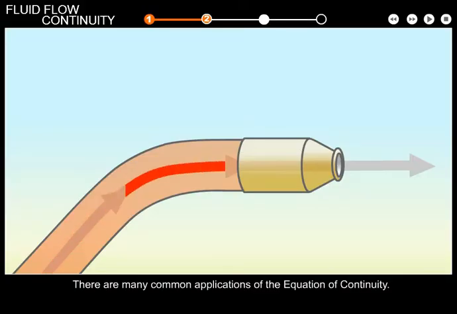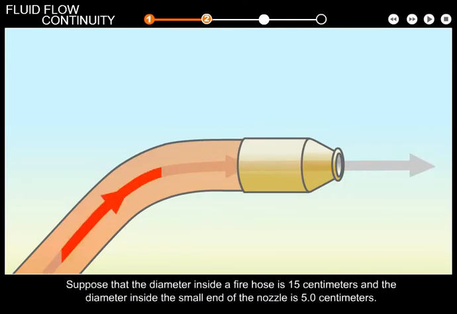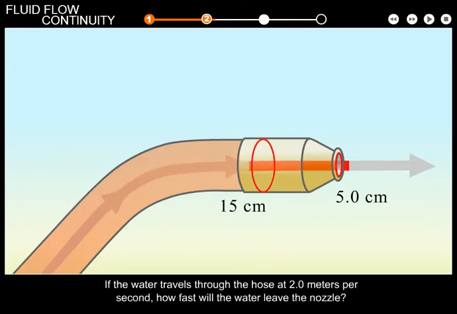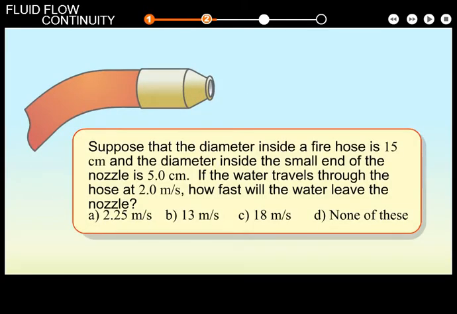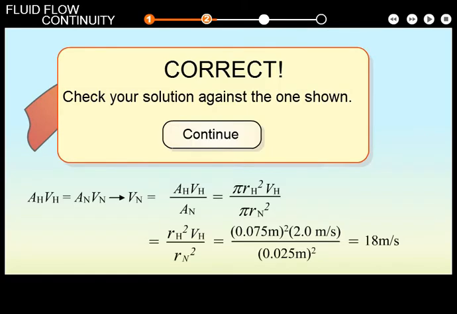There are many common applications of the equation of continuity. Suppose that the diameter inside a fire hose is 15 centimeters and the diameter inside the small end of the nozzle is 5.0 centimeters. If the water travels through the hose at 2.0 meters per second, how fast will the water leave the nozzle?